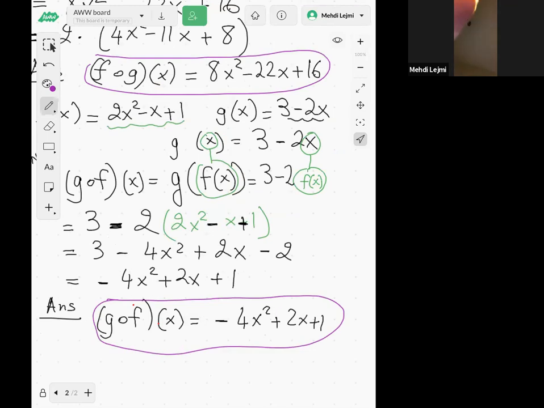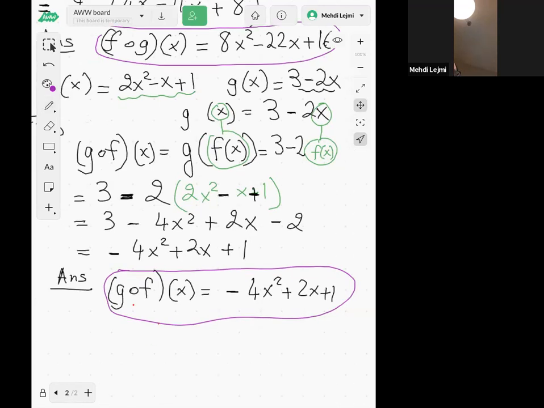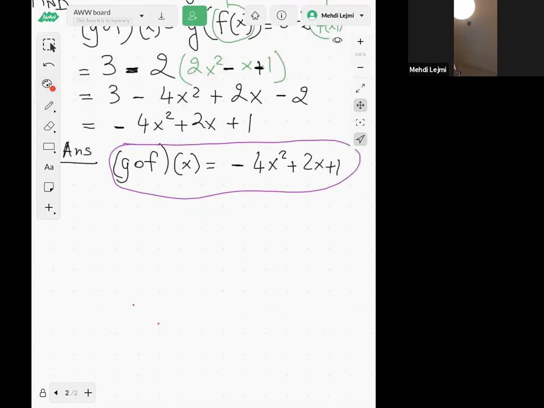All right, is there any question about this composition? Nope. Okay, perfect then. Now, guys, we're going to use graphs to find a sum or product or composition of functions. So next, we're going to use graphs to find f plus g, f minus g, etc.